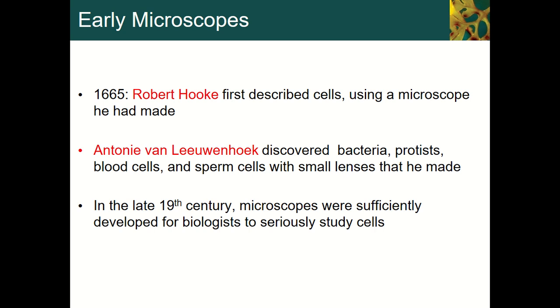The early microscope was discovered by Robert Hooke, who was the first to describe cells. Then Anthony van Leeuwenhoek discovered bacteria, protists, blood cells, and also sperm cells with the small lenses that he made. Then in the late 19th century, the microscope was sufficiently developed for biologists to seriously study cells.